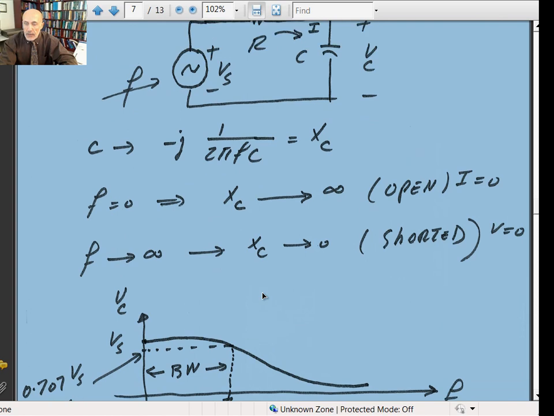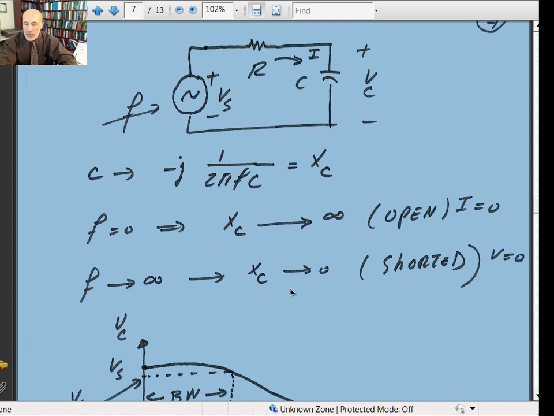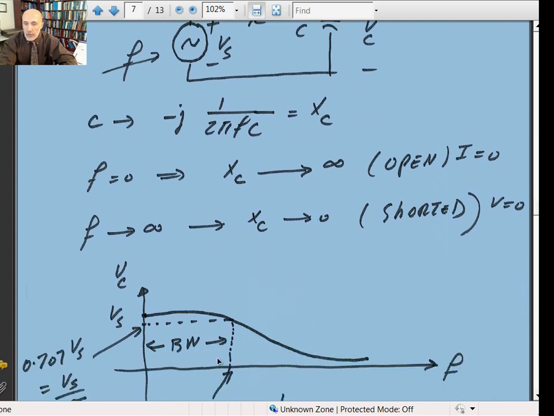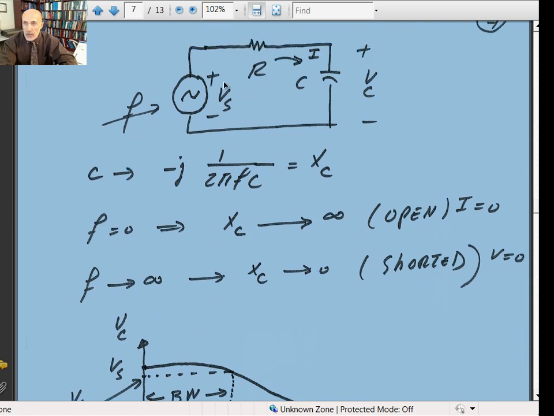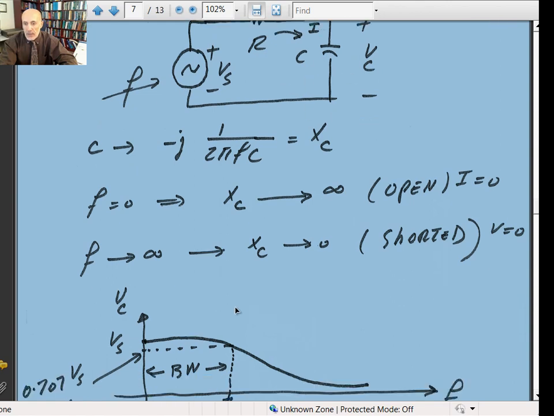So if I look at the voltage across the capacitance as a function of frequency, if I vary the frequency here, at 0 frequency there is no current flowing because the cap acts like an open circuit. If it's open circuit, there's no current flowing, so there's no voltage drop across the resistor. All the voltage from the input will appear across the capacitance. So you're right here.